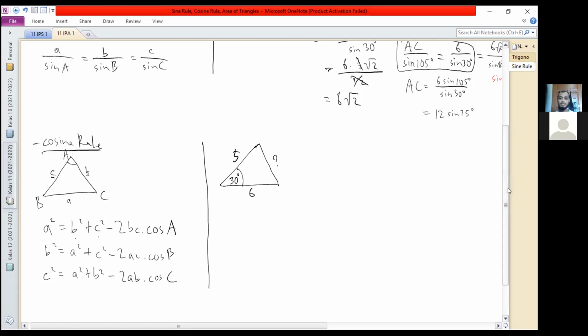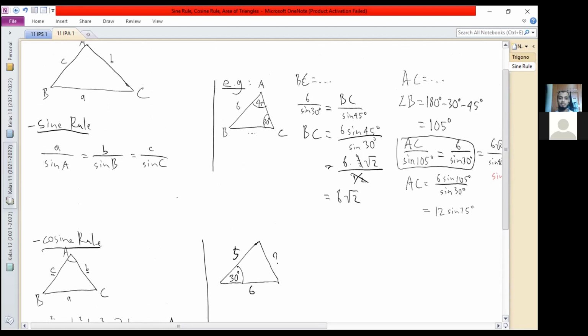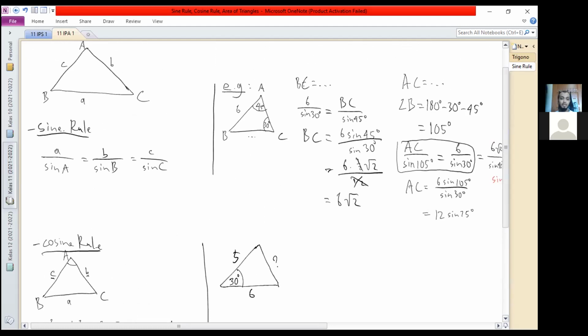By the way, in this case it's hard if you want to use the sine rule, because if we are using the sine rule, you need to have 6, so let's say A, B, C. If we try to use the sine rule, we will only get 6 divided by sine A equals x, let's say, divided by sine of 30 degrees equals 5 divided by sine of C.